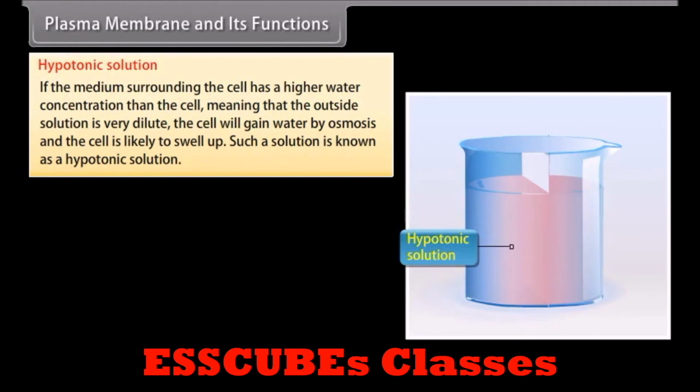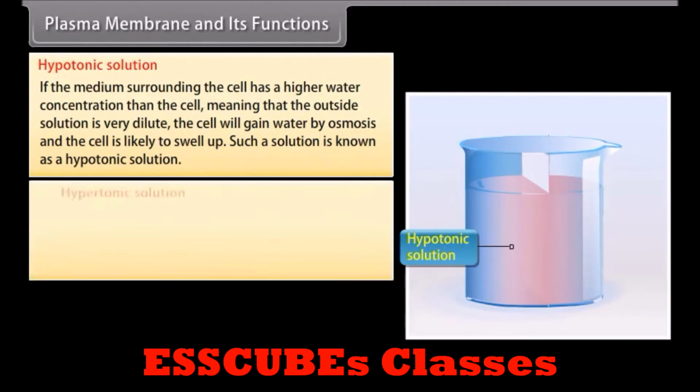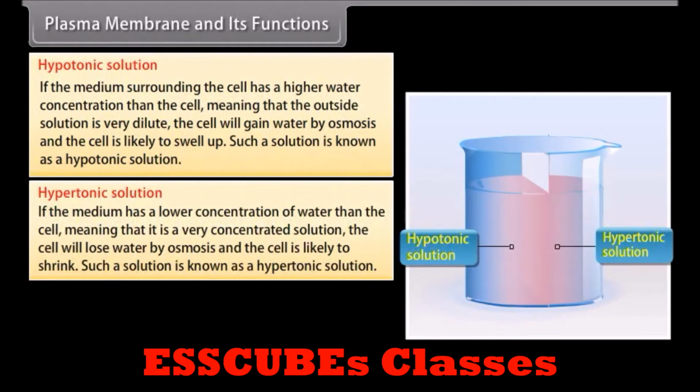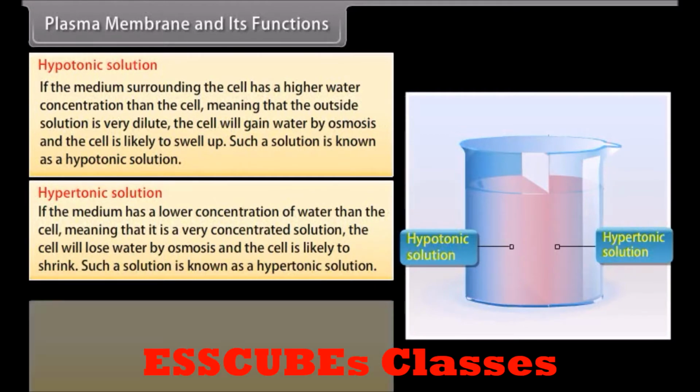Such a solution is known as a hypertonic solution. If the medium has lower concentration of water than the cell, meaning that it is a very concentrated solution, the cell will lose water by osmosis and the cell is likely to shrink. Such a solution is known as a hypertonic solution.